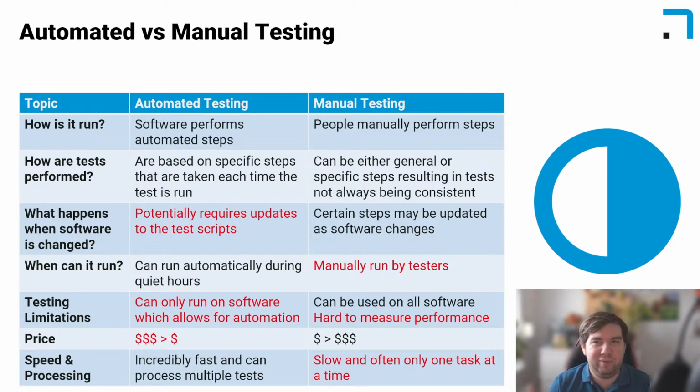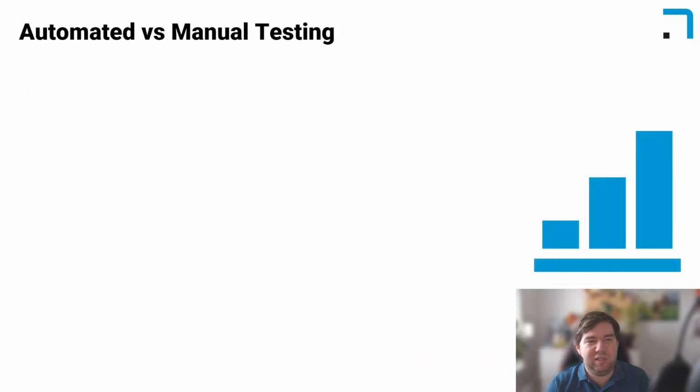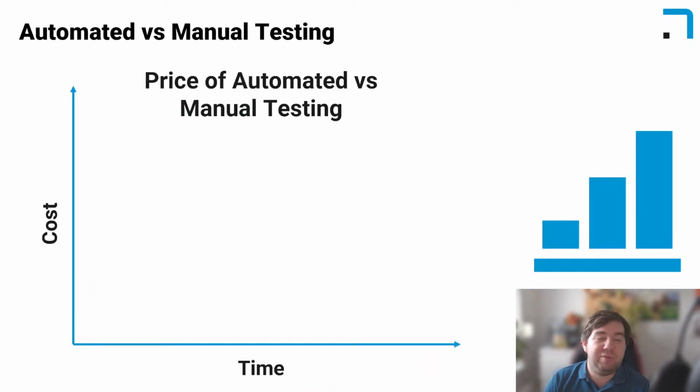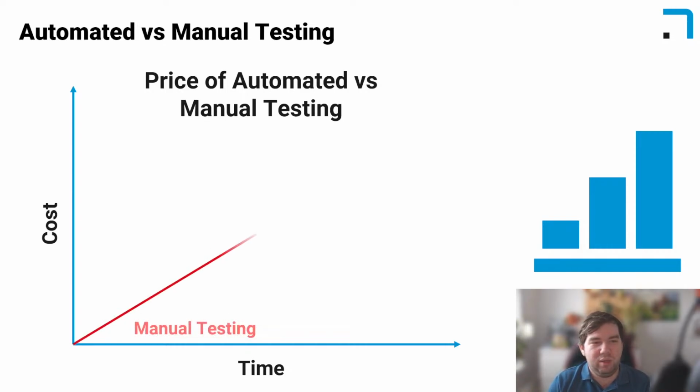But to dive further into what I mean by the pricing aspect, let's have a look at an example scenario about a fictitious company. This company is looking to examine if it's worth it for them to invest in automated testing. Because as they think about manual testing, which they've always done, they know that manual testing over time is pretty linear. Let me just highlight it.